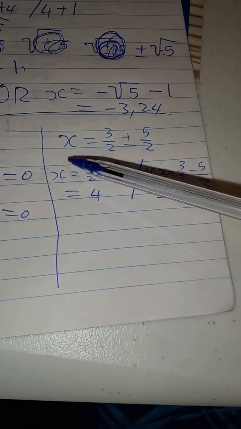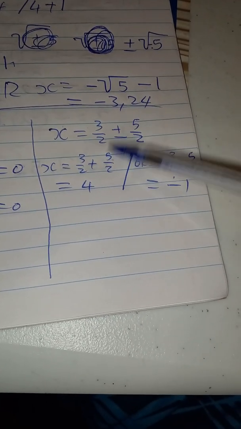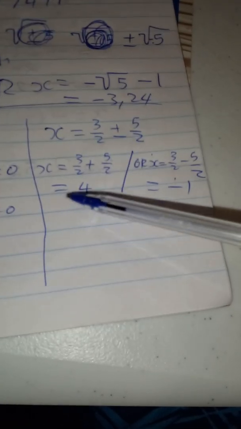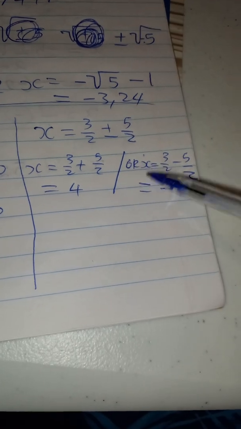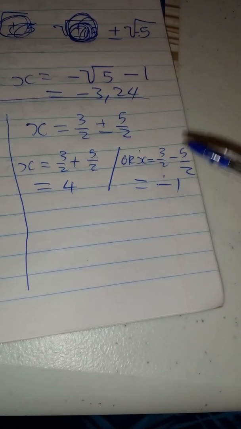Then I'm going to say x is equal to 3 over 2 plus or minus 5 over 2. Then I'm going to say x is equal to 3 over 2 plus 5 over 2 is equal to 4. Or x equals 3 over 2 minus 5 over 2 is equal to -1.